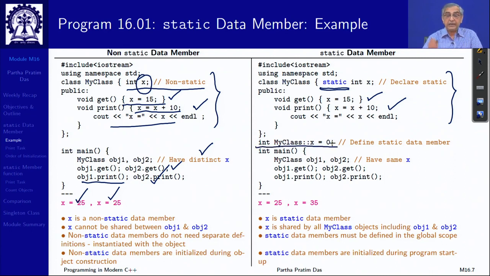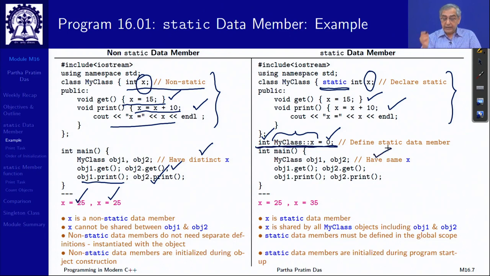Since I have a static data member, I have to provide a definition for that. So, I provide that definition in the source file outside the scope of the class. This is the fully qualified name of the member variable, my class colon colon x. I put its type, which is int, and the initialization value, which is 0. Right.